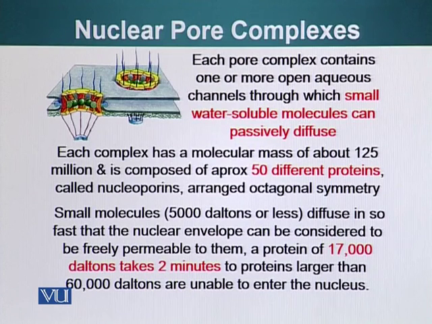However, proteins of about 17,000 daltons take about 2 minutes, and larger proteins, say about 60,000 daltons, are pretty much unable to enter the nucleus. There are exceptions where larger objects can enter the nucleus. We'll talk about them separately, but basically this is the rule of thumb: 5,000 daltons or less diffuses freely into the nucleus, and 17,000 daltons in about 2 minutes.